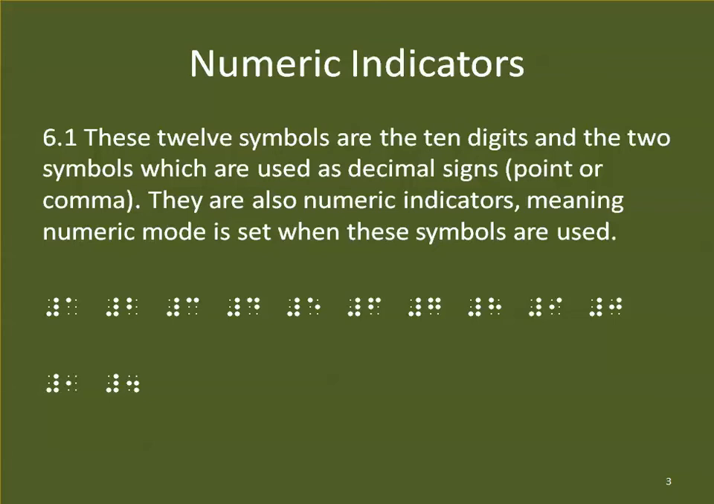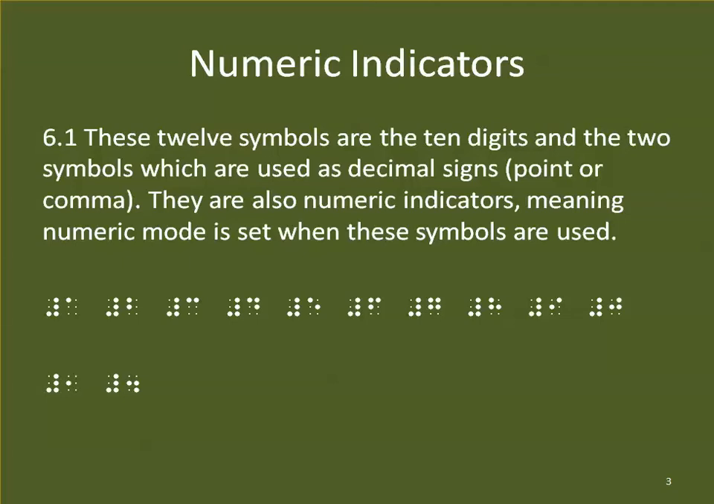These 12 signs on the screen, number 3, are the 10 digits and the 2 symbols which represent the decimal sign, either the point or the comma. So those are the 12 symbols that are called numeric indicators. That means that numeric mode is set when these symbols are used.